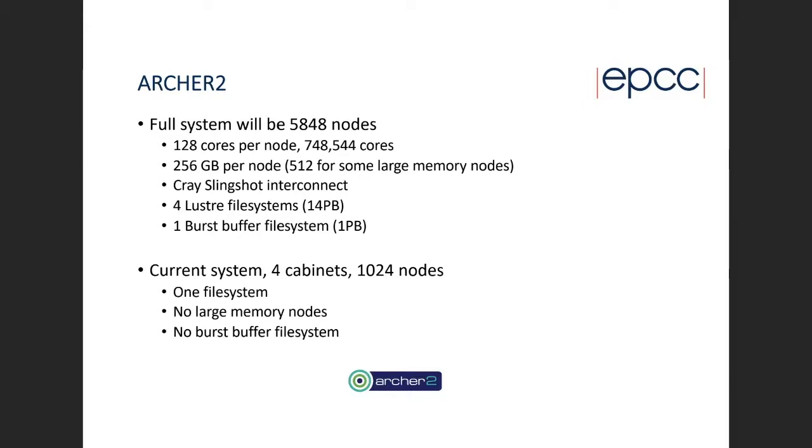However, the current system that we're working on and which you have access to today is a four cabinet system. So that's 1,024 nodes. So that just has a single file system and it doesn't have any of the large memory nodes on it.